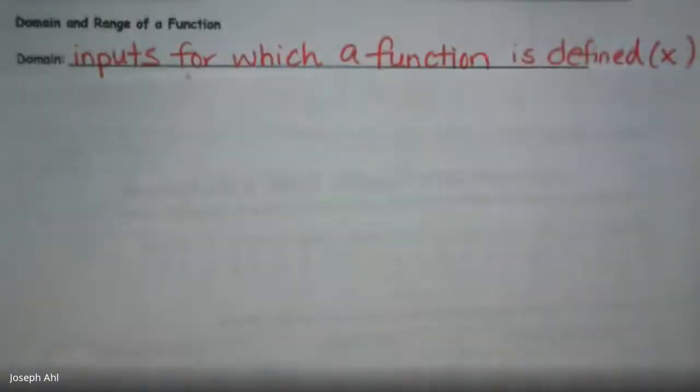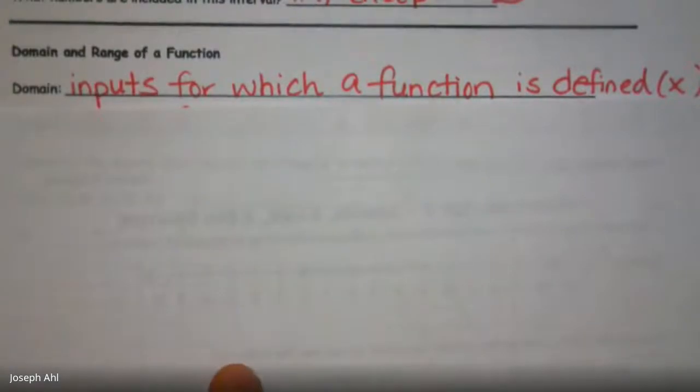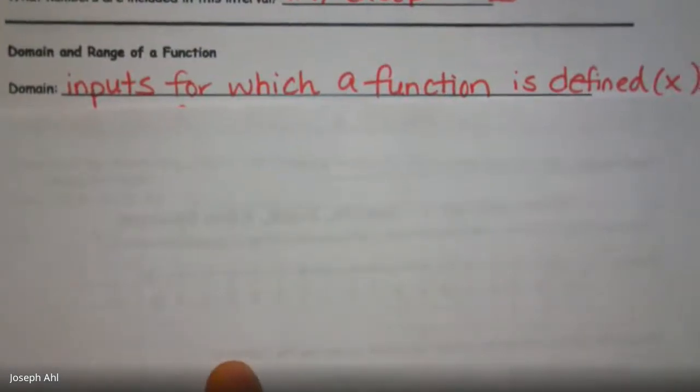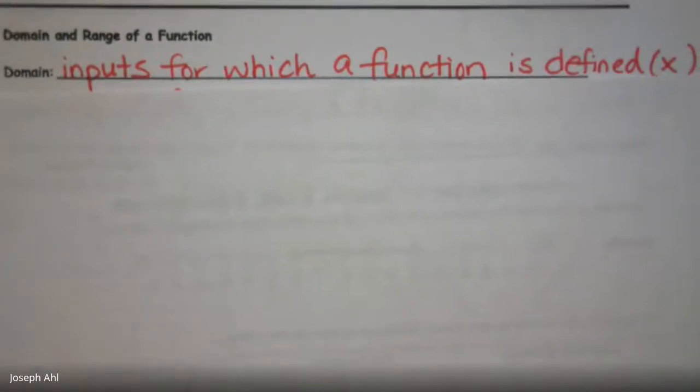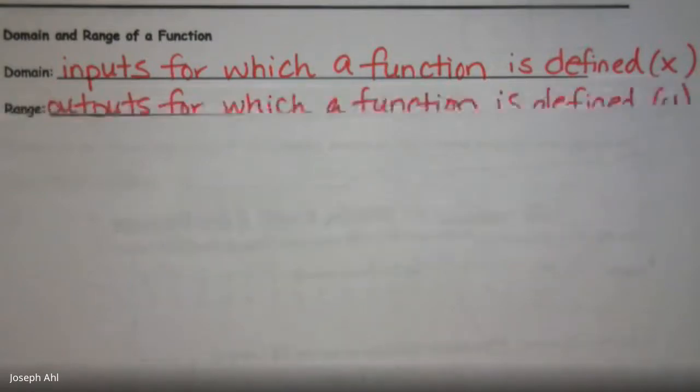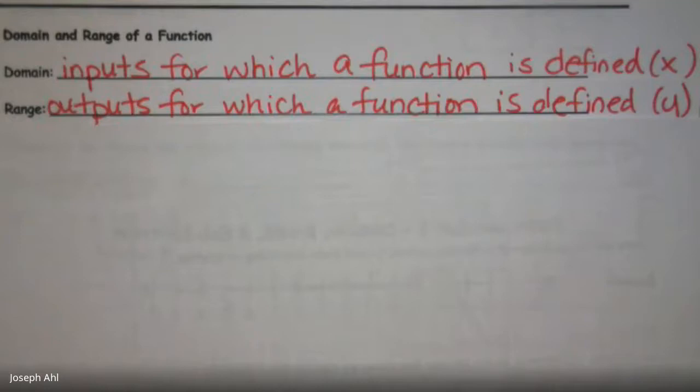So we're talking about inputs. What we're really talking about are the x values, right? When I input something into a function, it's plugged in for x. So the set of x values, or the set of inputs that define a function, is the domain, and therefore the range is the set of outputs for which a function is defined.